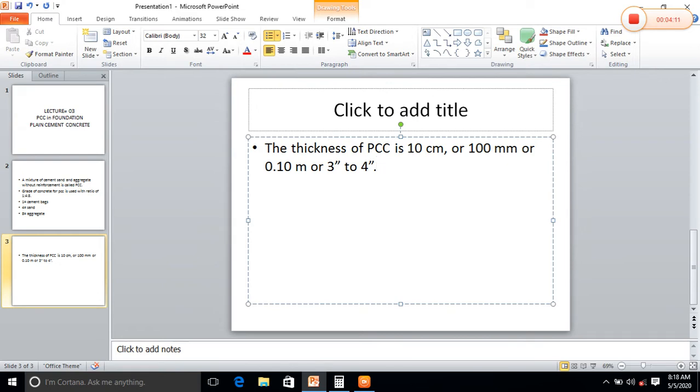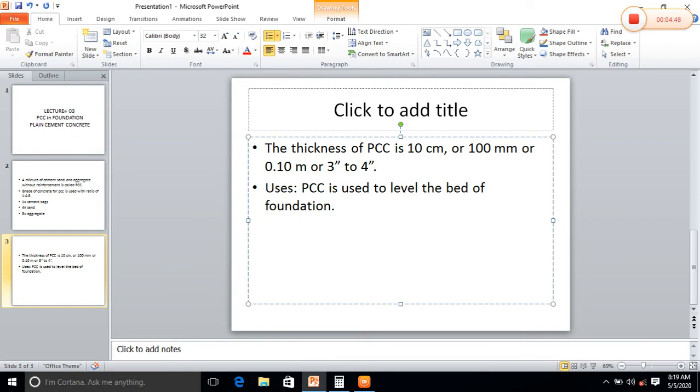Okay, and uses, why we use PCC? PCC is used to level the bed of foundation. To level the bed of foundation. PCC is used to level the bed of foundation.